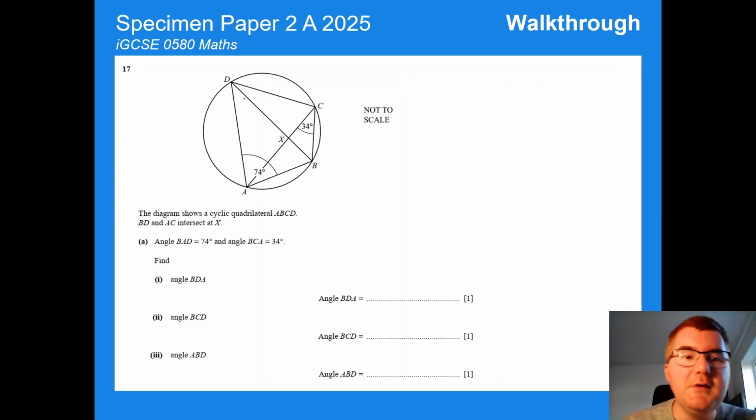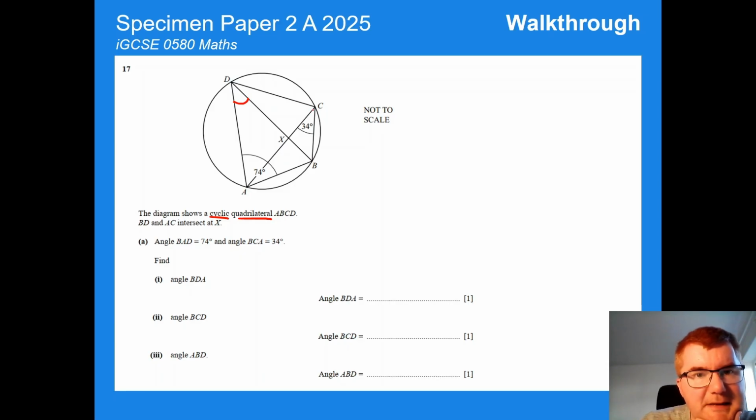Okay, 17, so on to some circle theorems. Okay, this looks like a very typical question. We have a cyclic quad, they even tell you that. That's quite nice. ABCD, BD, AC intersect at this X. And this is 74, BCA is 34. Angle BDA. Now, usually they do this in such an order, it kind of helps you through it. So we're looking for this angle here.